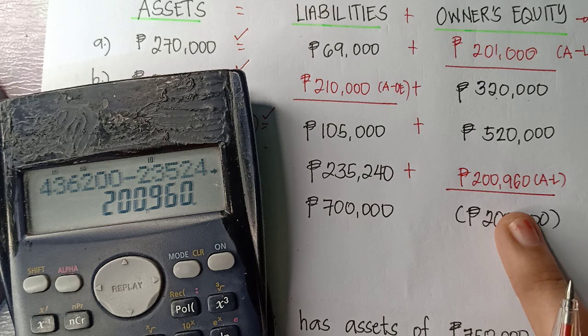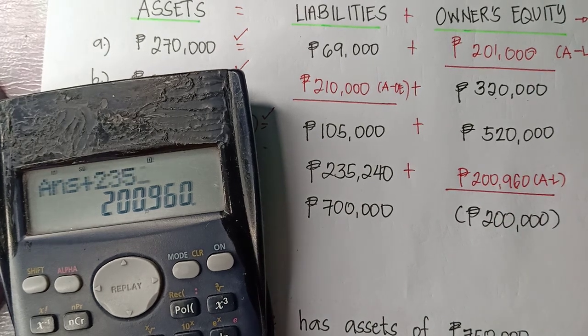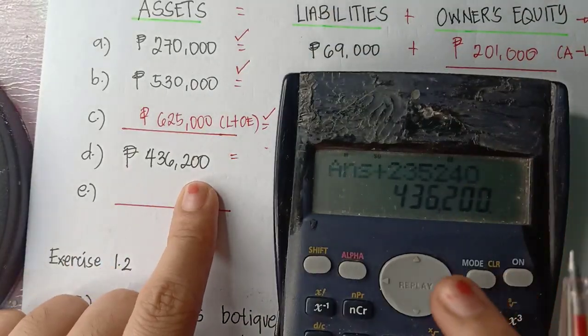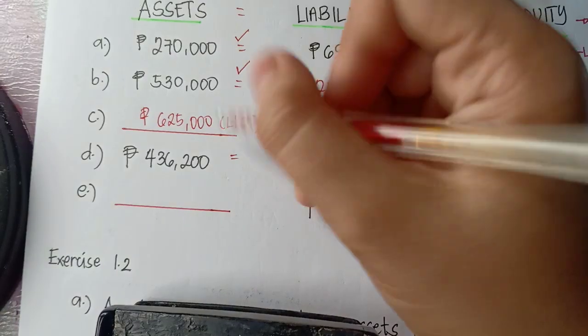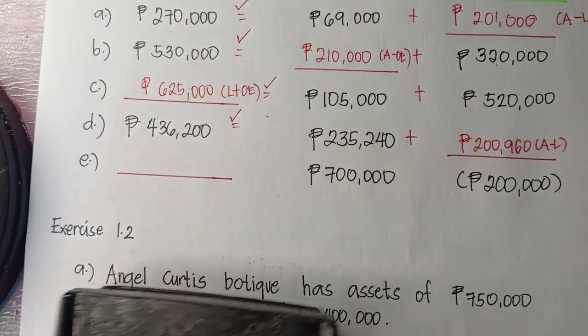How are we going to check if it's correct? 200,960 plus 235,240, the same as the assets. So it is balanced. Next, we have letter E.